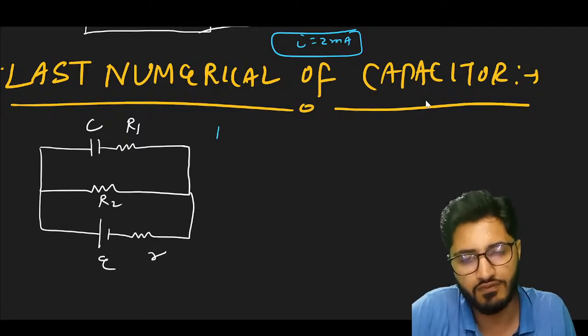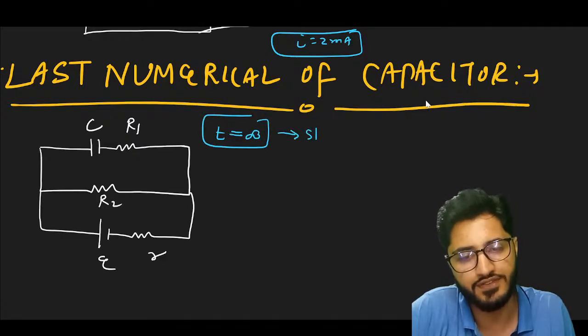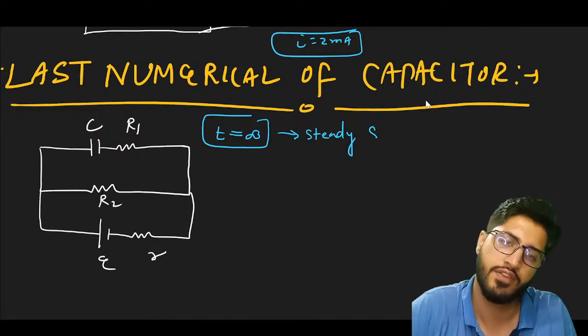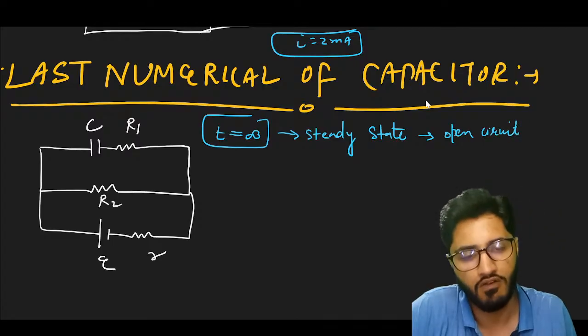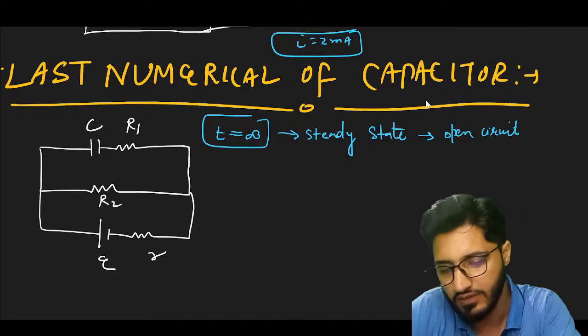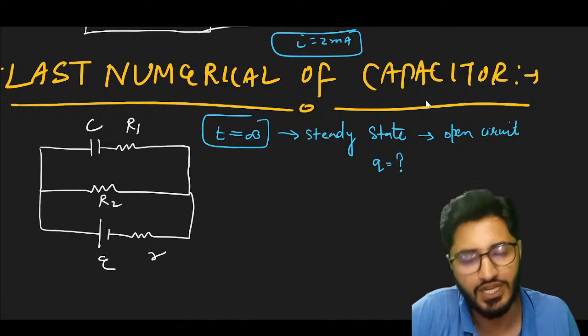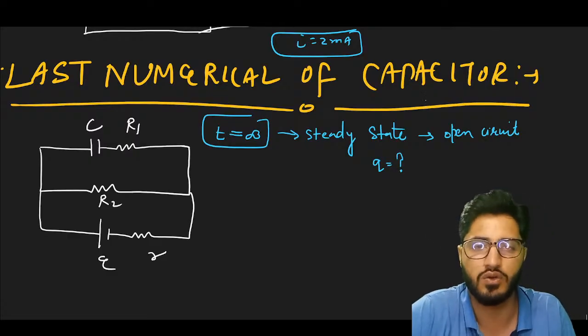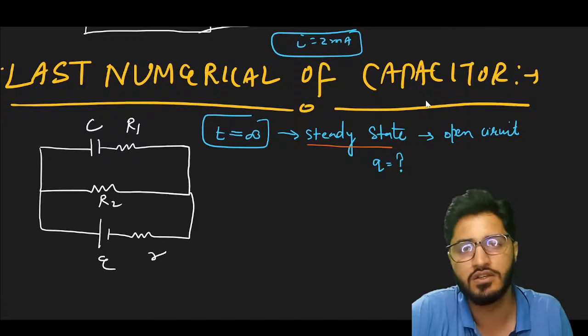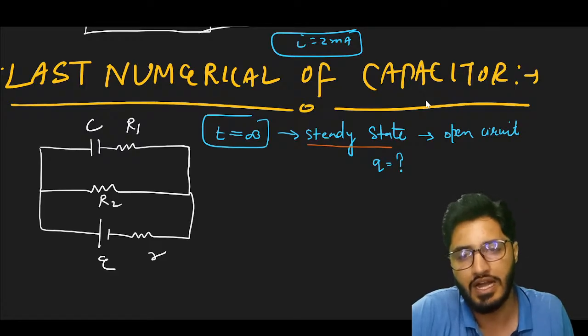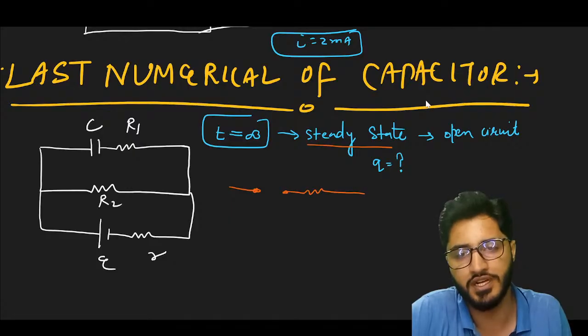We have been given that t is equal to infinite. That means steady state. Steady state means open circuit. We know it, it is open circuit. We need to find the charge. Sir, how can we get it? Look, if it is steady state, I will make it like this. Open circuit, right?